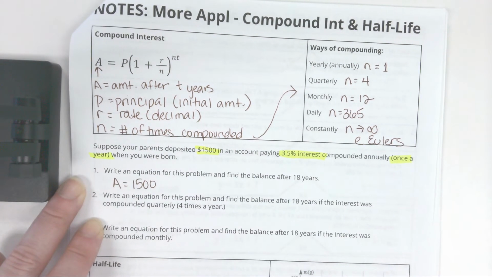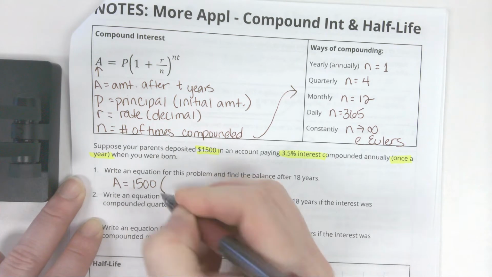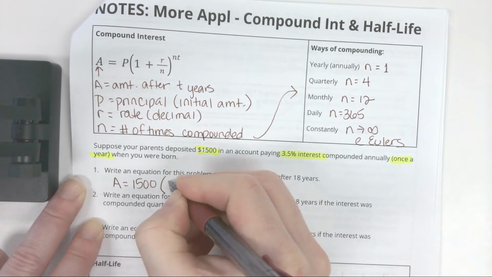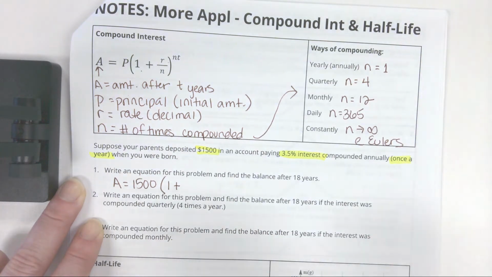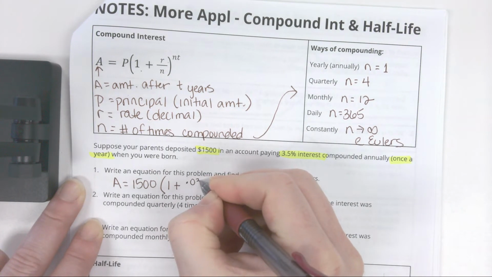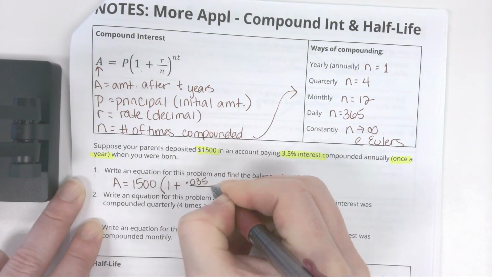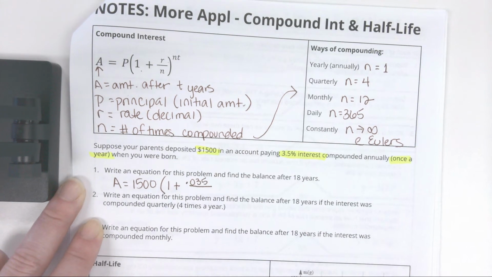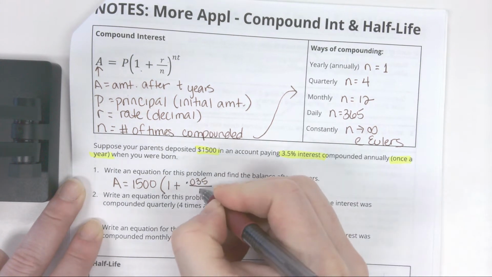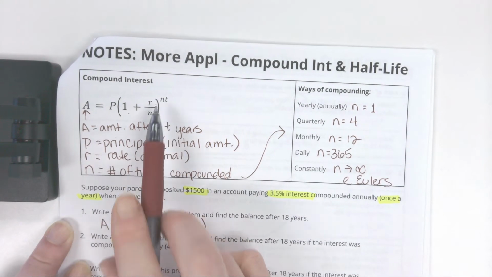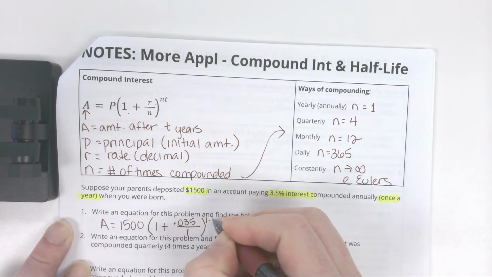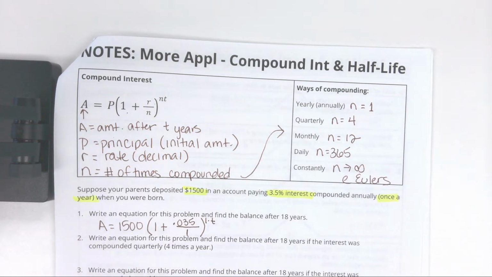And then I'm going to put this in a parentheses. 1 plus, I'm just following here, my rate is 0.035 divided by, you said N was what? Once a year. And then once per year. So 1 times T.